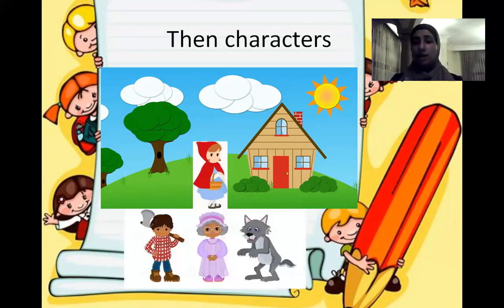Then we need characters. Who are the characters of Little Red Riding Hood? Of course, Little Red Riding Hood, the wolf, grandma, and the woodcutter. So these are the characters. And remember when we said that the characters can be people and animals? So we have here people and we have an animal, which is the wolf.